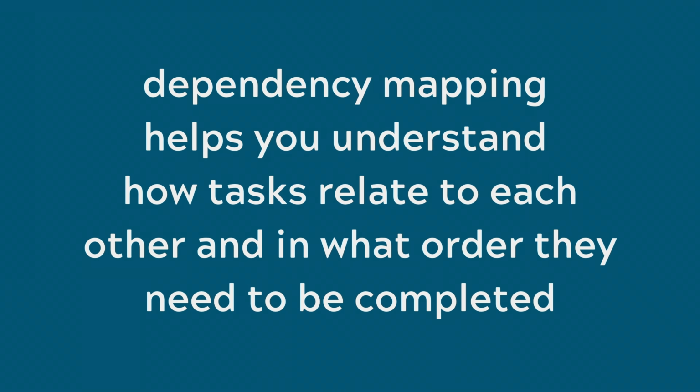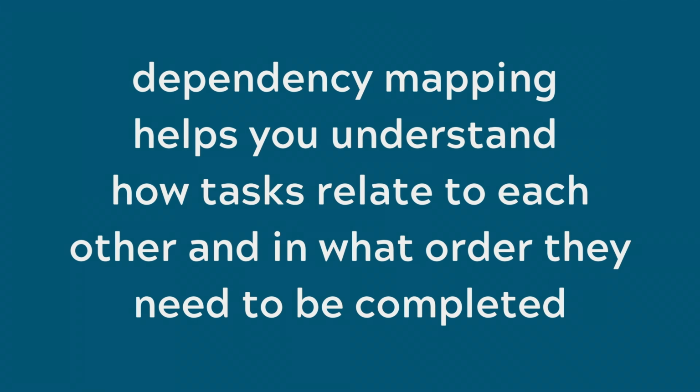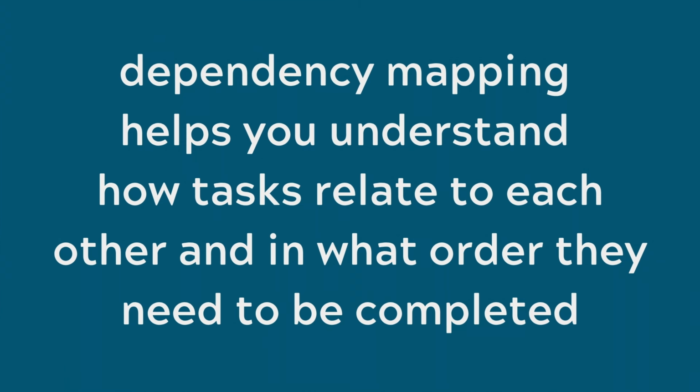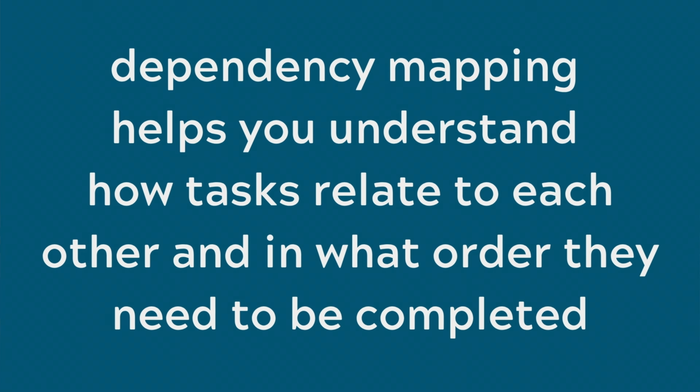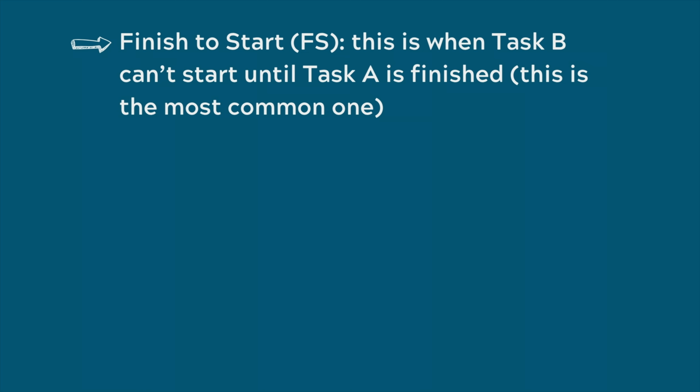Dependency mapping is a core project planning practice that helps you understand how tasks relate to each other and in what order they need to be completed. A dependency exists when one task can't start or finish until another task is started or completed. There are 4 common types of task dependencies. Finish to start. This is when task B can't start until task A is finished. This is the most common one.